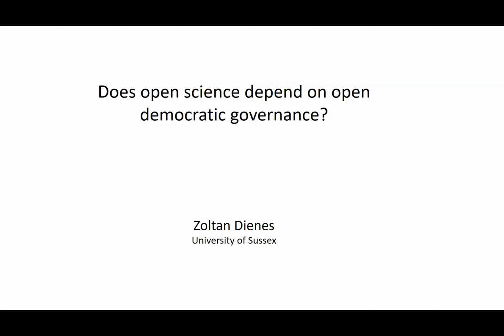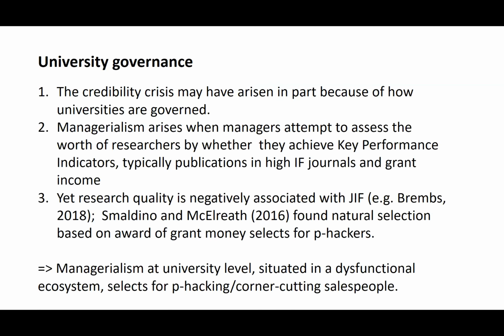sort of change the level of focus in terms of what the problem is. With the credibility crisis that we've recognized, I think it was starting about 10 years ago, but really has been there for a long time, to the level of the institution. So it's what individual scientists do, but then there's the institutional practices and ways universities are governed. And one hypothesis is the credibility crisis may be reason in part because of how universities are governed.